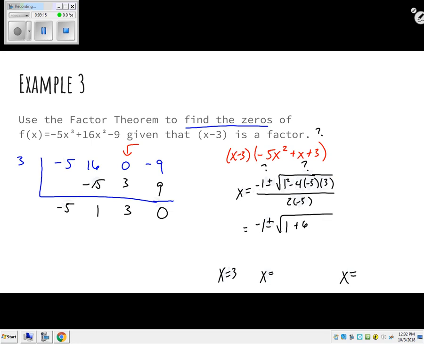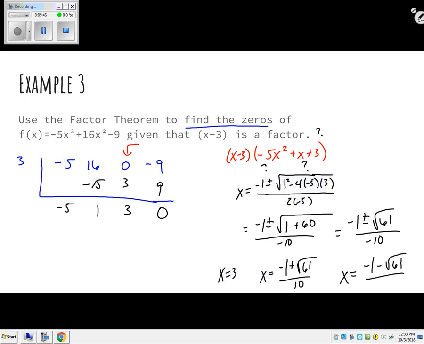That's 1 plus 60 over -10. So that would give me -1 plus or minus the square root of 61 over -10. And that, unfortunately, is my last 2 zeros. They are not promised to be nice on this. About half of them will be nice in the homework. The other half, they could get pretty gross. So I get -1 plus the square root of 61 over 10, and -1 minus the square root of 61 over, oops, that should be -10. Okay?